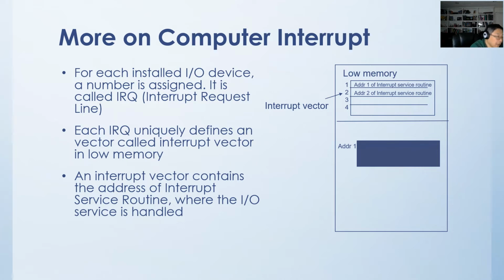Remember, the computer interrupt is an event. It's basically a signal sent by the computer hardware to the CPU, telling the CPU, hey, I have some kind of situation. Please stop whatever you're doing now and process my event request. Okay, so now how does the computer system perform the interrupt?